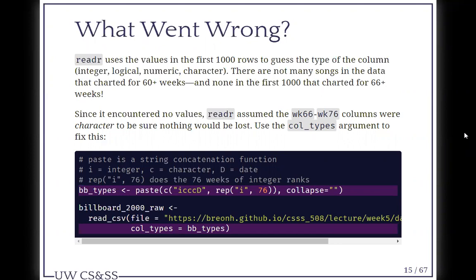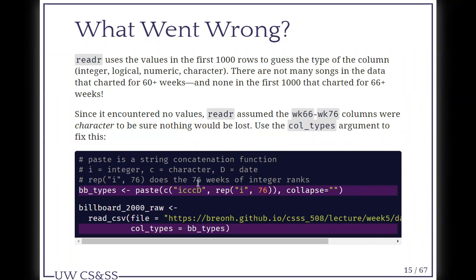So the way that I've done this is I pasted a string where different letters mean the different kinds of column types. This is something you can look up if you're interested in doing it this way. You don't necessarily have to, but I wanted to expose you to this as an option. So here I means integer, C means character, and D means date.